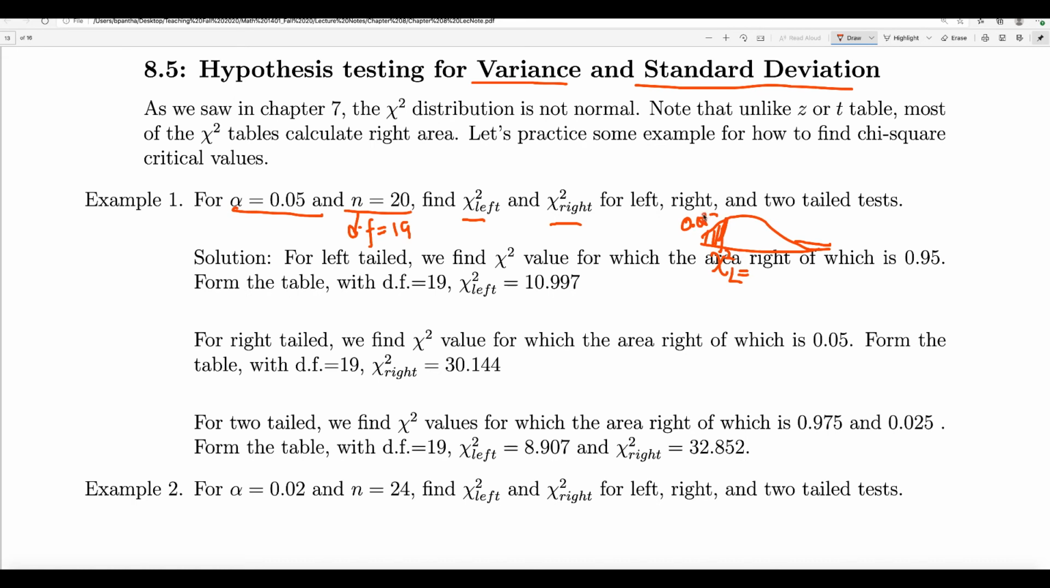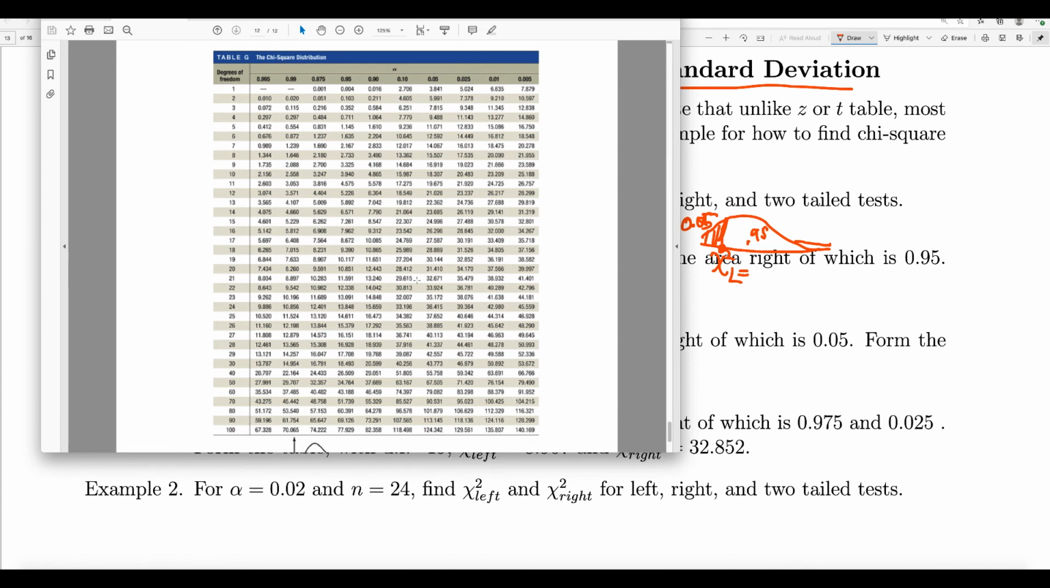0.05. If you want to use the chi-square table to find the chi-square left and chi-square right, you need the area right of that value. To find this value, we need the area right of that. Since the left area is 5%, the right area is 0.95, and the degrees of freedom is 19. So we look at the column of 0.95 and row of 19 on the chi-square table. This is the chapter 7 chi-square table. So column of 95 and row of 19. Look at that. This is the row of 19. This is the column of 95.